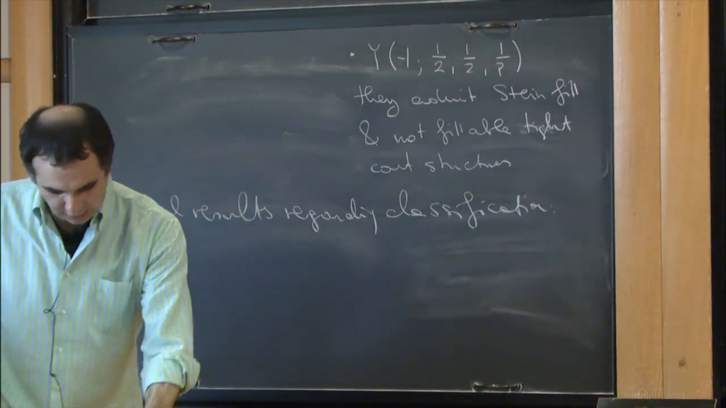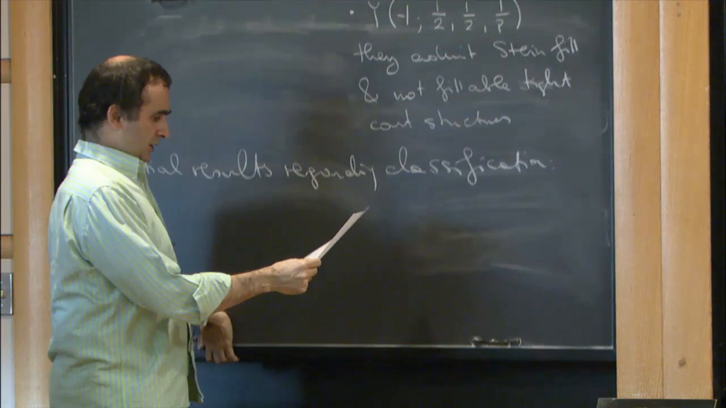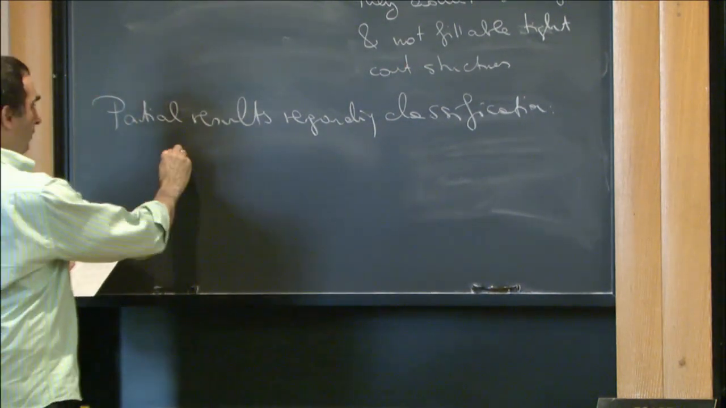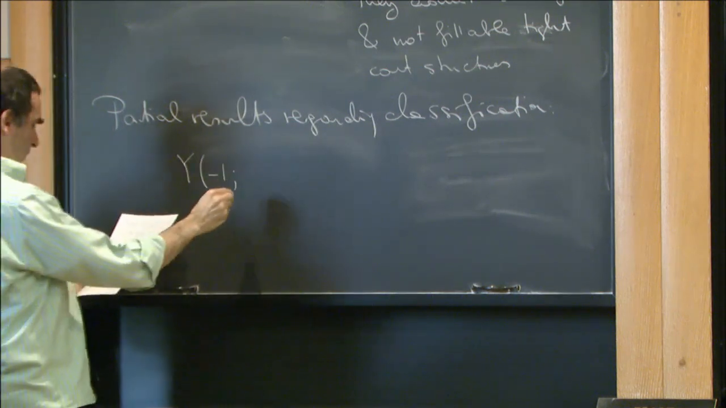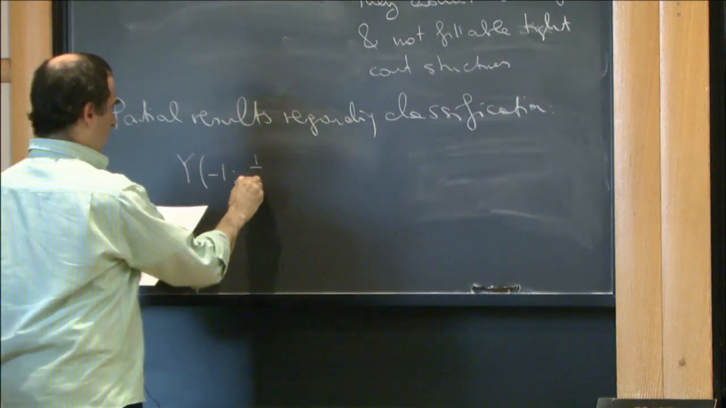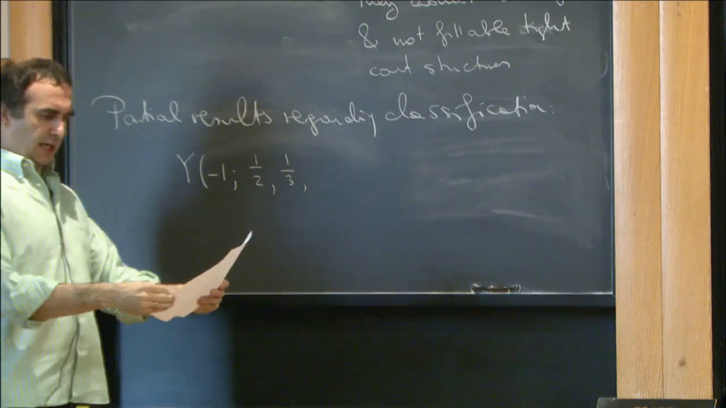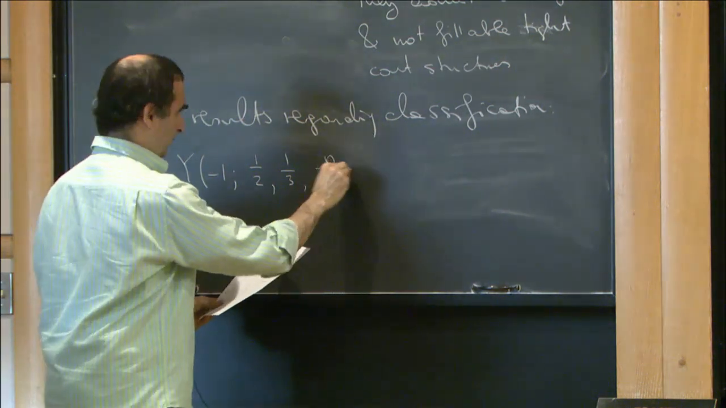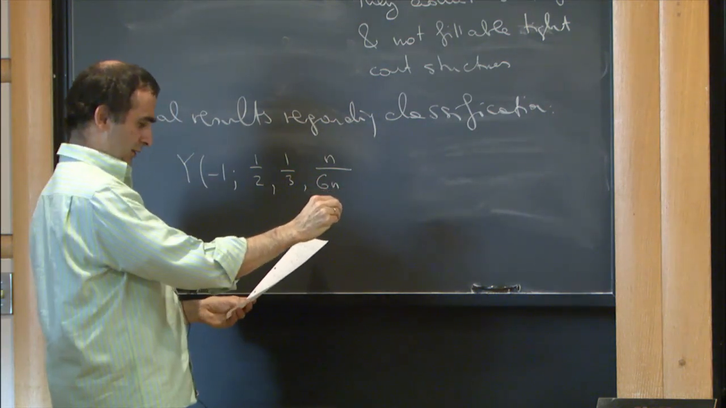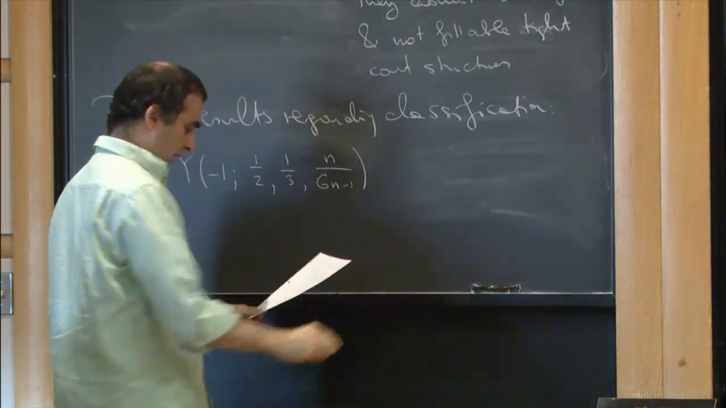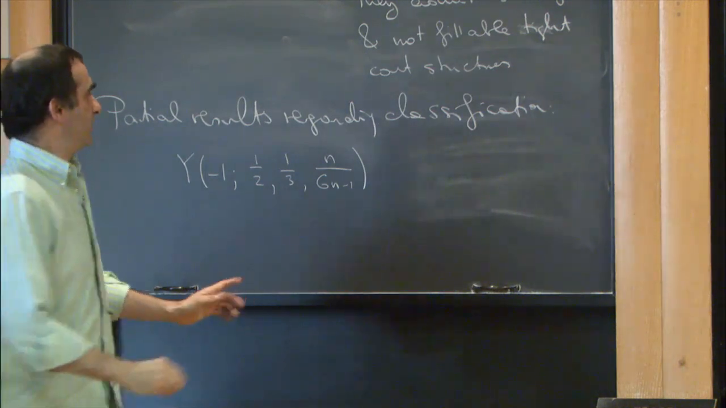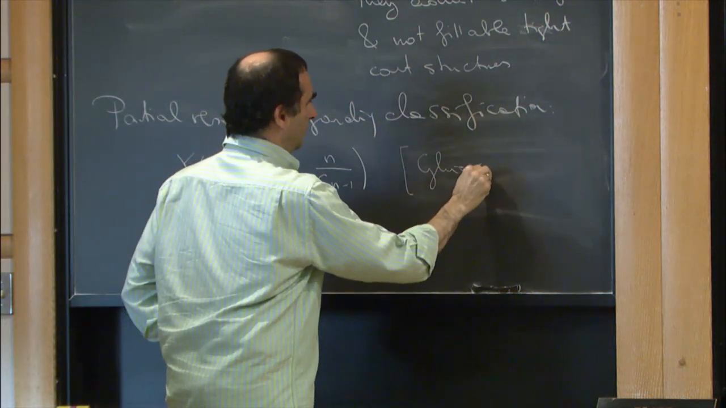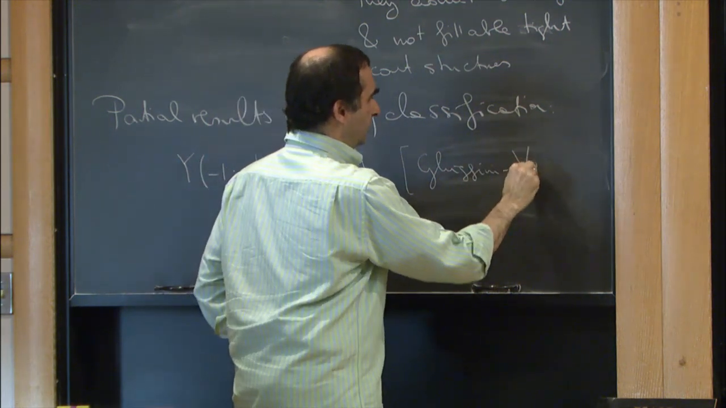So let me try not to make mistakes. So here is a family, Y minus 1. OK, minus 1. So classification is known for this. This is work of Paolo Ghiggini and Jeremy.